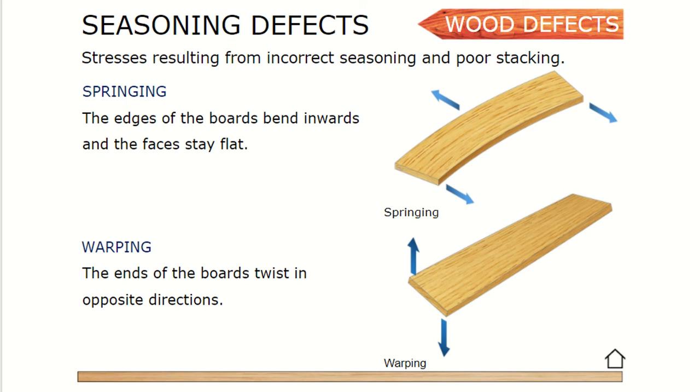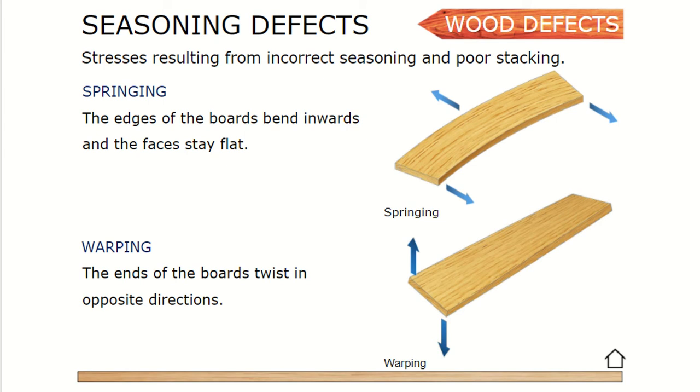So we're going to start by looking at the seasoning defects. There's a couple of different defects that can happen when we're seasoning the timber. As Jack said there, seasoning is basically the drying out of timber, whenever we cut them. Conversion is cutting the logs into planks, and seasoning then is drying the planks.